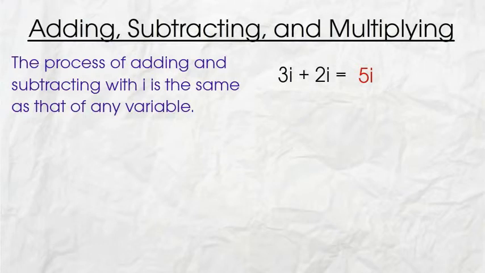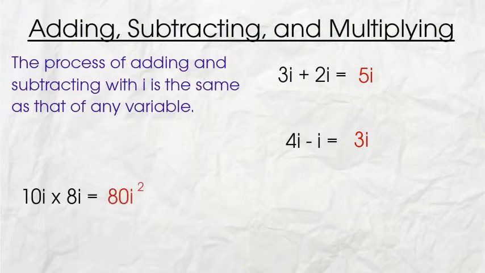The same goes for this next problem, 4i minus i. It's the same as saying 4 minus 1, therefore the answer is 3i. 10i times 8i equals 80i squared, but because i squared equals -1, you can say -1 times 80, which equals -80.